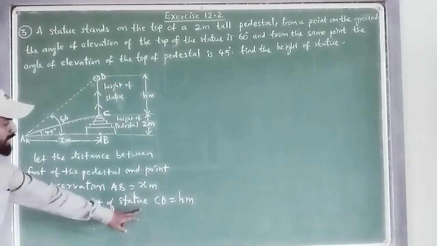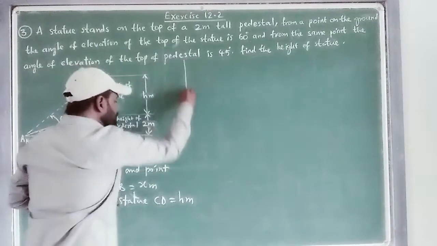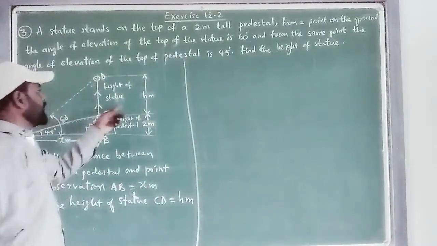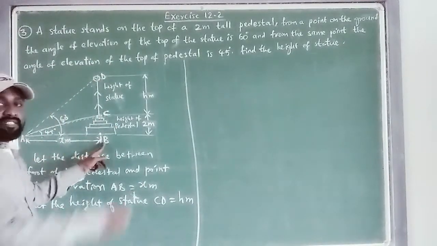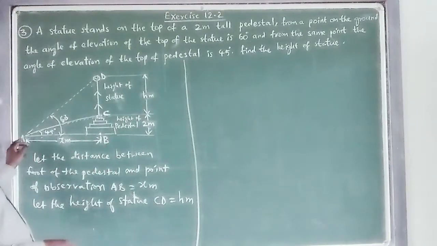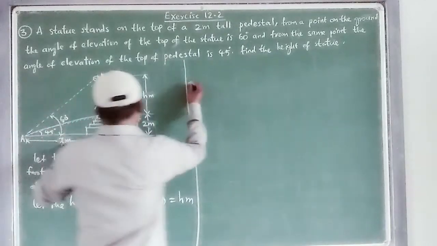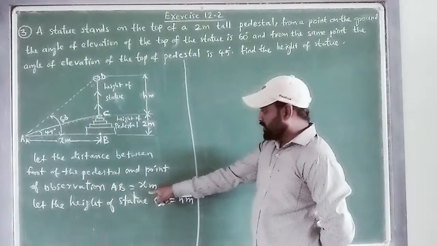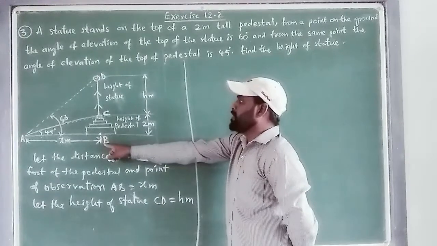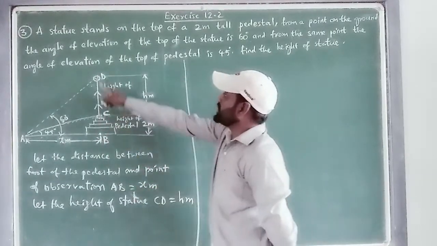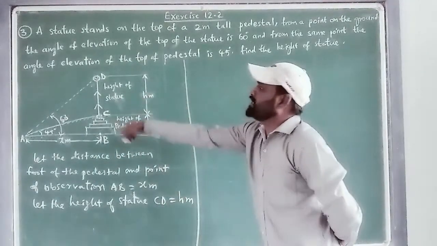Let the height of the statue CD be h meters. Now from this figure, we are going to use the trigonometric ratios to find the height of the statue. Here the distance between A and B is not given in the question, so we assume that the point of observation and the pedestal are at a distance of x meters. Let's take AB as x meters. We assume the distance from the point of observation to the foot of the pedestal is AB and the height of the statue CD is equal to h meters.